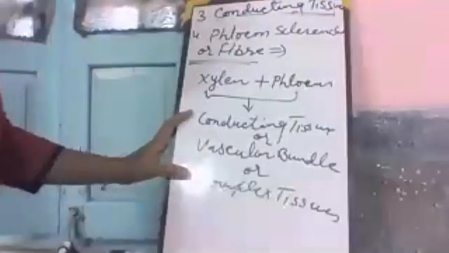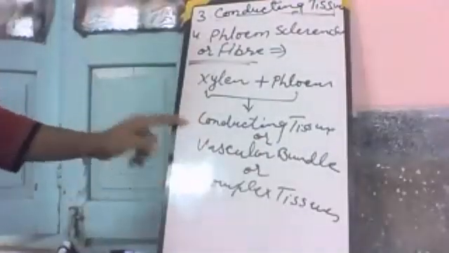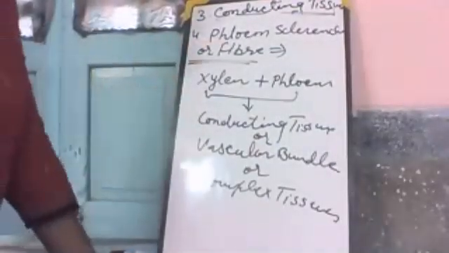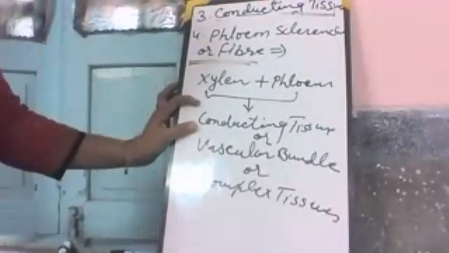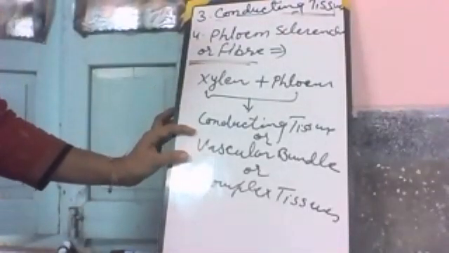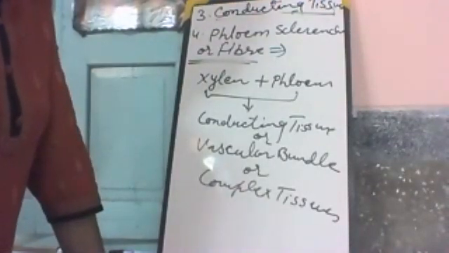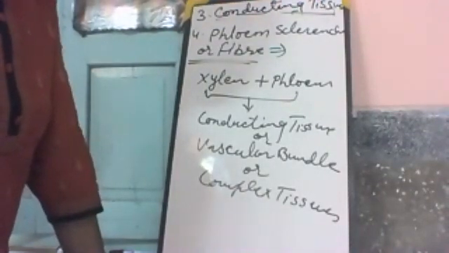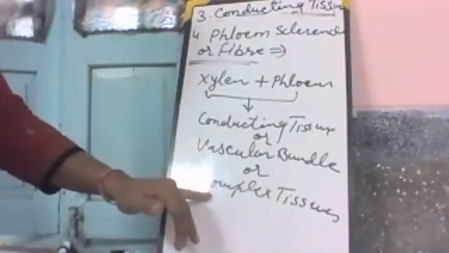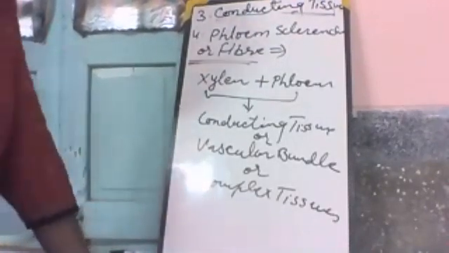There are different names for xylem and phloem collectively. They are known as conductive tissue. It is also known as vascular bundle, and the other name of these two tissues is complex tissue. They are complex because they have different kinds of cells.